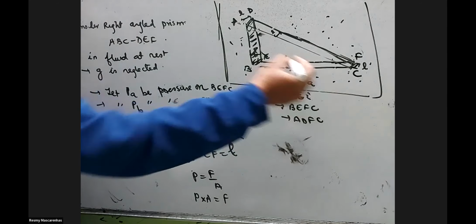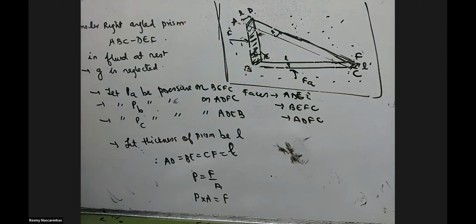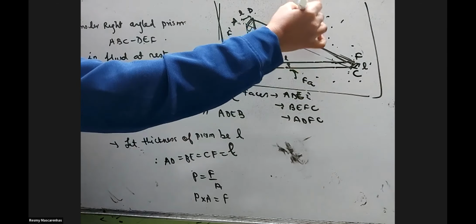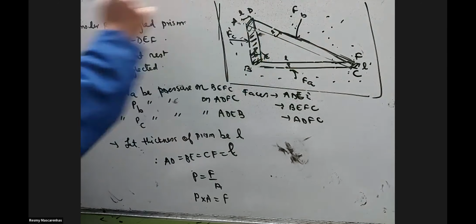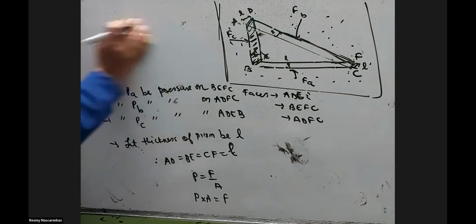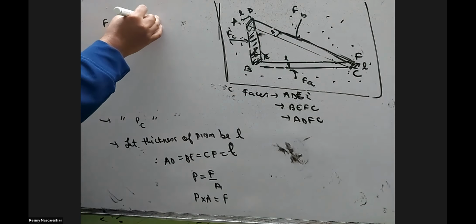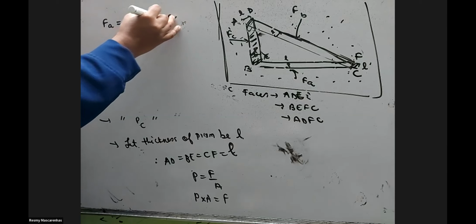We know that Fa is here. This is considered to be Fb and this is Fc. So first we'll calculate the force on this length. Fa is Pa into its area.